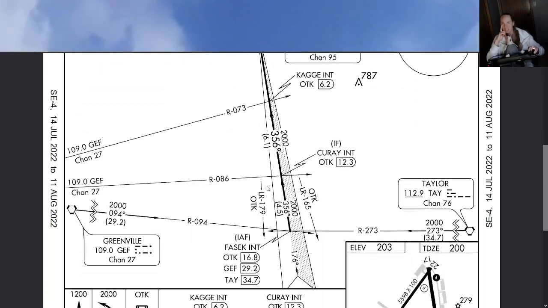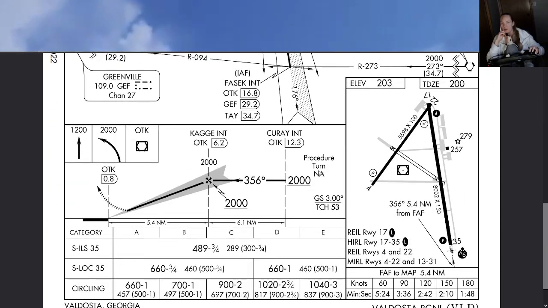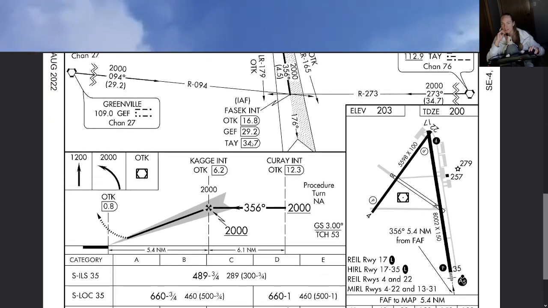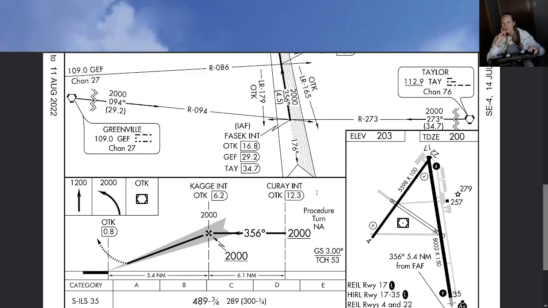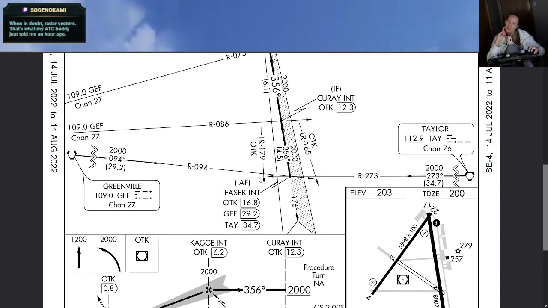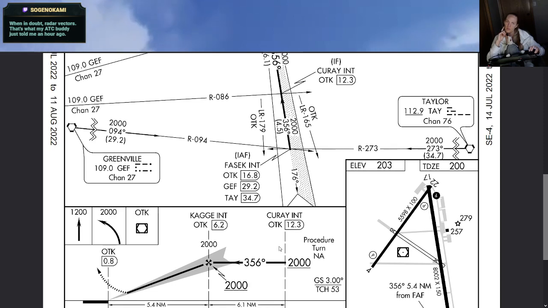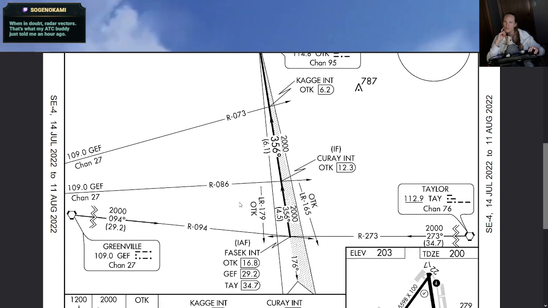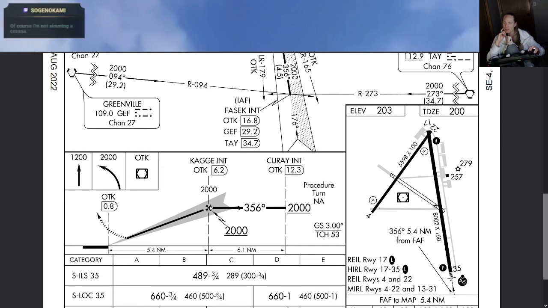Okay, got that. Procedure turn not authorized. Interesting. We'll have to look. So we have to be above 2000 at Cure, and above 2000 at the initial approach fix, and then to Cure. And then to Kagi intersection. That's our final approach fix.